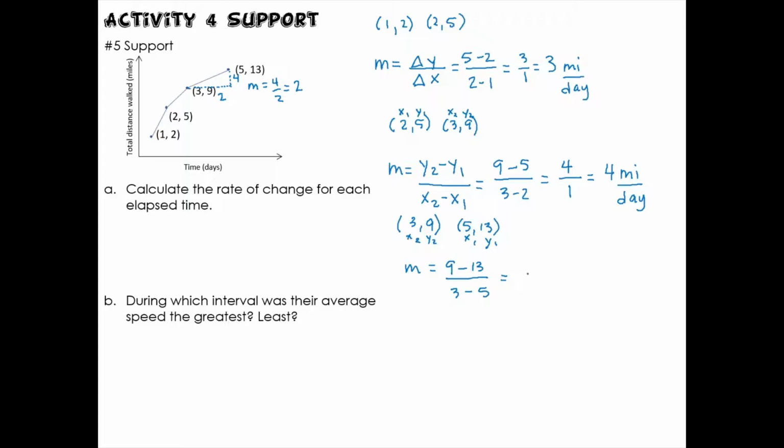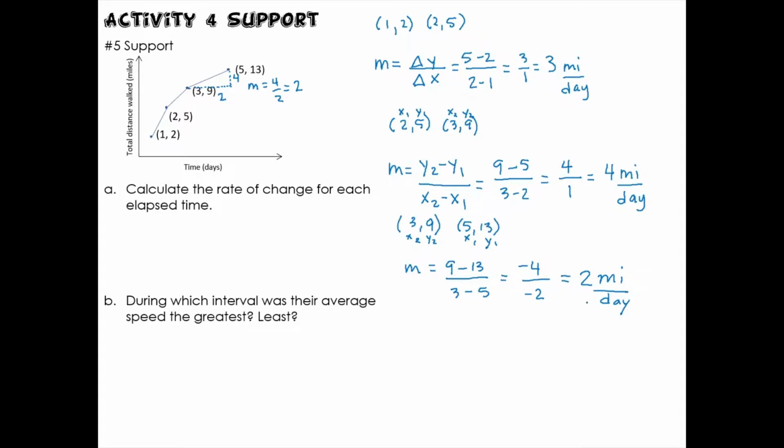So 9 minus 13 is going to be negative 4, divided by 3 minus 5, which is going to be negative 2. And so we know that negative 4 divided by negative 2 is positive 2 miles per day. And if you notice right here, that's exactly what we had said over here. Okay, so that's 2 different ways to look at it as well. So lots of different ways to think about rates of change.